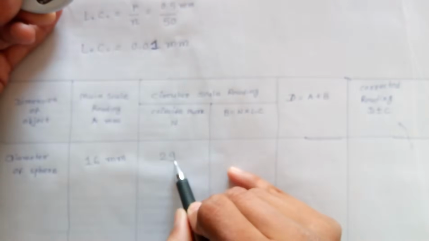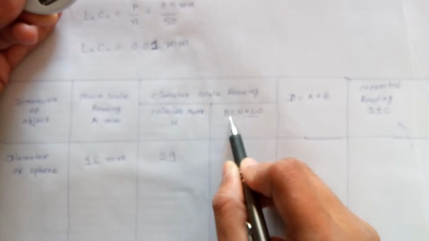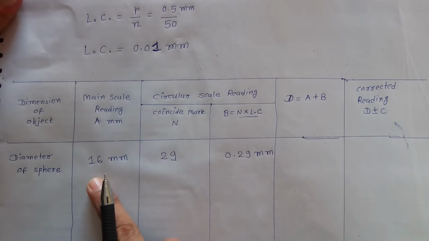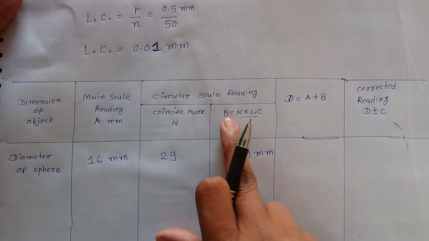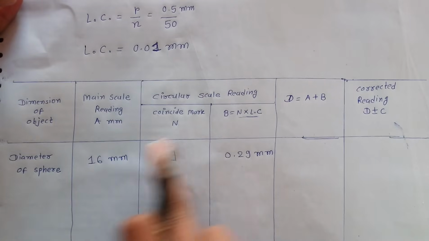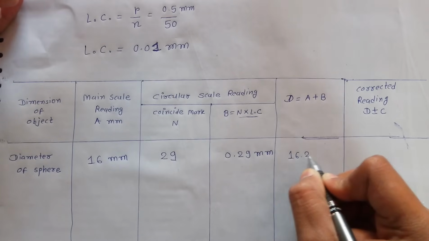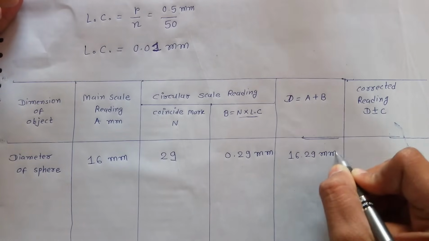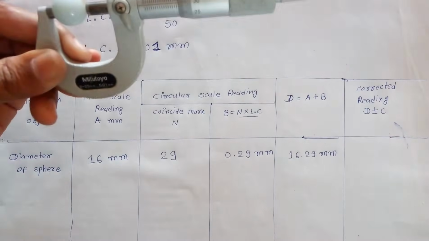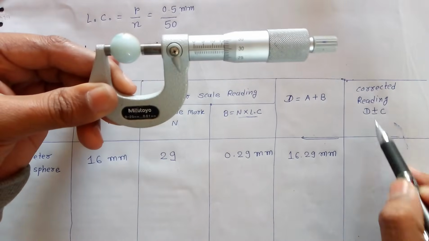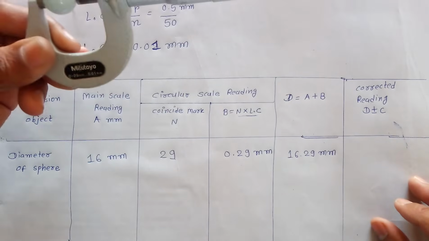Now n is 29. Multiplied by LC will be B. So 29 multiplied by LC is equal to 0.29 mm. Here the diameter of the sphere is A plus B. A means 16 mm, B is equal to 0.29 mm. So the diameter is 16.29 mm. If there is an error in a micrometer screw gauge, you will correct the reading using a plus or minus correction.